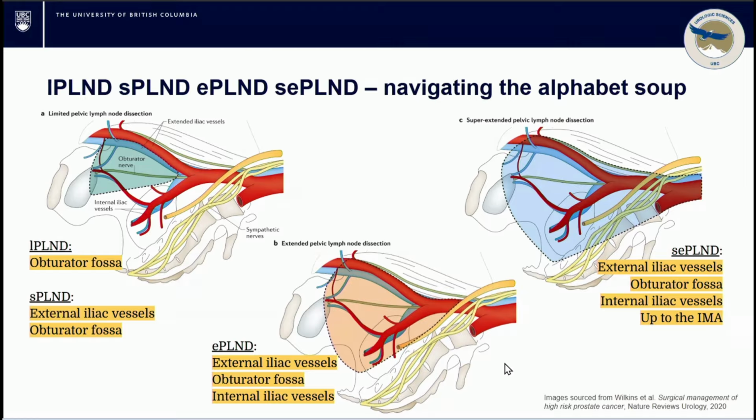An extended pelvic lymph node dissection is the external iliacs, obturator, and the internal iliacs, up to the ureter crossing onto the common iliac. And then a super extended lymph node dissection is like the extended, but going all the way up to the IMA. And if it is relevant, and that's my way of saying it will be relevant, I will mention if somebody else's definition of limited or extended pelvic lymph node dissection has different boundaries than this.